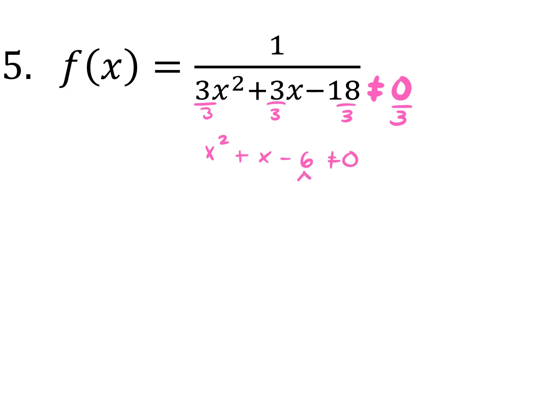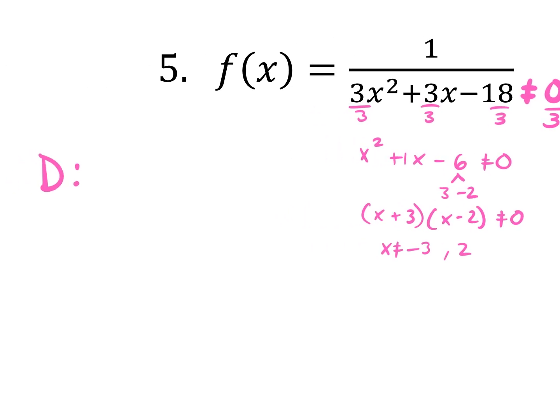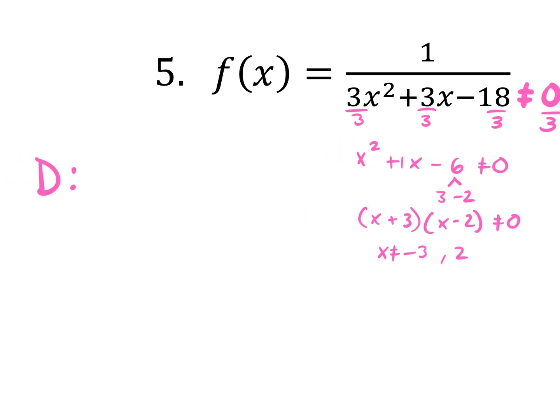What are 2 factors of negative 6 that add to 1? Negative 2 and 3, perfect. So I've got x plus 3 and x minus 2 does not equal 0. So x does not equal negative 3 and positive 2. How would I write that for my domain in interval notation? Negative infinity to negative 3, negative 3 to 2, and 2 to infinity. Awesome.